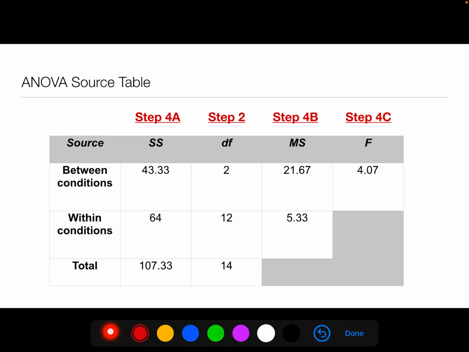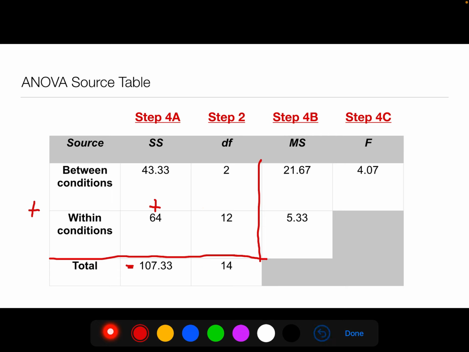And the beauty of the ANOVA source table is it really allows us to have all of this in one place, but also we can use these for our own calculations. So the way that this table works is we're going to, again, remember that we have these kind of pies. And so we can add those two columns together. So we can add 43 and 64 together, and we'll get 107.33. I can add 12 and 2 together, and I can get 14. So again, we have this additive relationship going down for our sums of squared and our degrees of freedom.